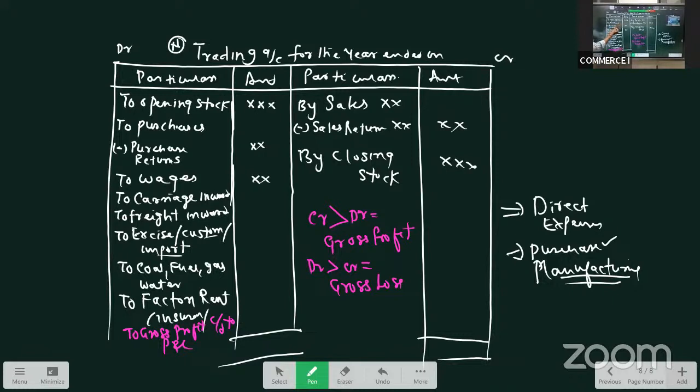Opening stock, purchases, purchase return, wages, carriage. There are numerous items that we have to take on the debit side. But since we do not have much time to know all those items, I confined it to very, very important items which may be asked in the exam. So what I'm doing now is, I'm taking a very small problem, and let us learn how we prepare a trading account. How do we take the items in the trading account?